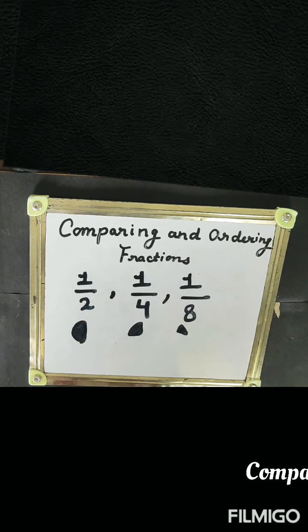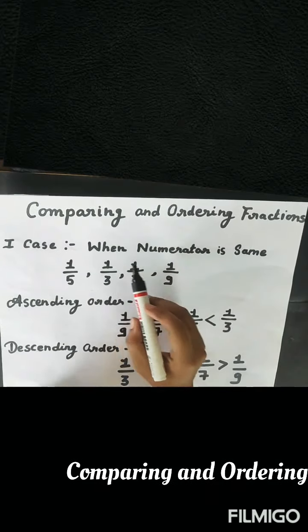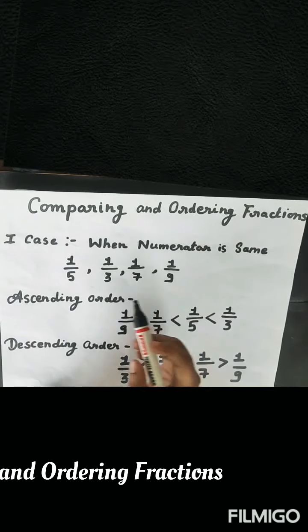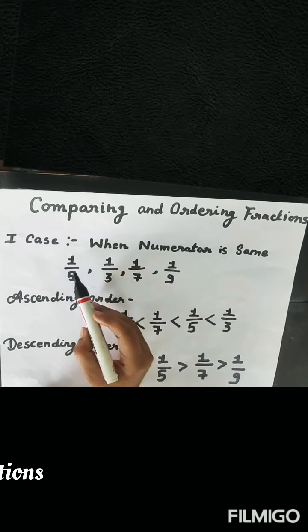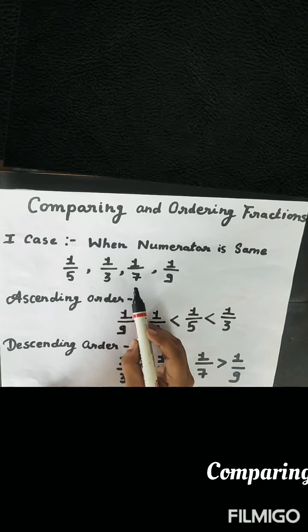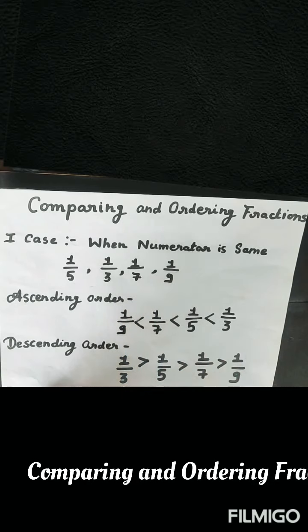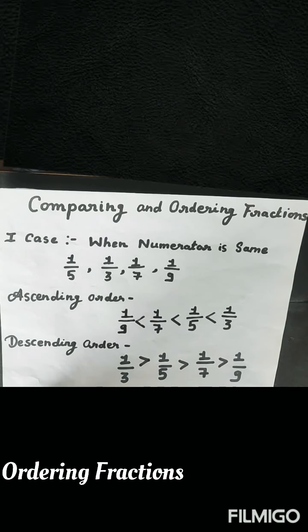I have taken two cases of fractions. The first case is when the numerator is the same, the concept of which I already explained to you. You can see the numerator is the same here. In each of the fractions, the numerator is 1, but the denominators are different. Denominators are 5, 3, 7 and 9. So what we have understood from that concept, we will use to write the fractions.